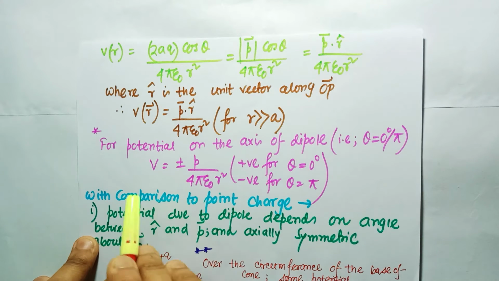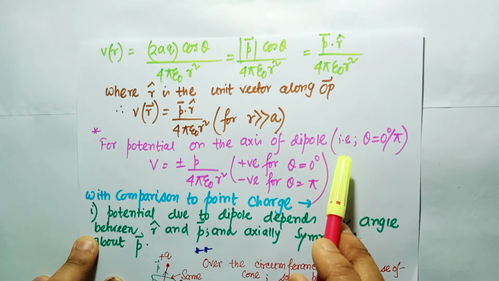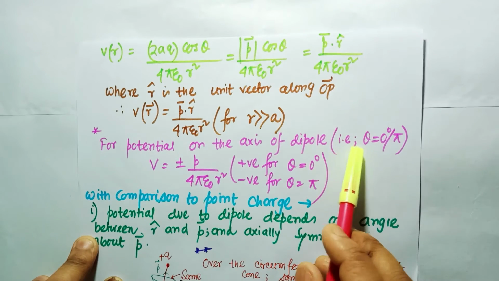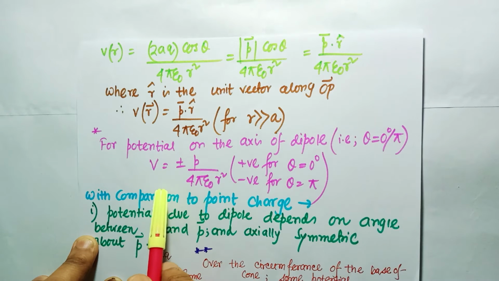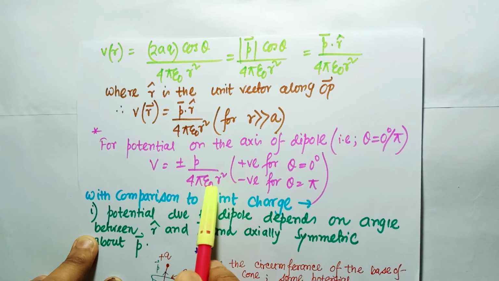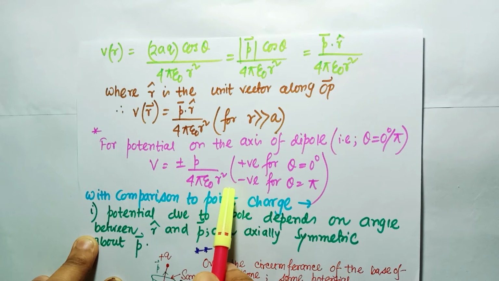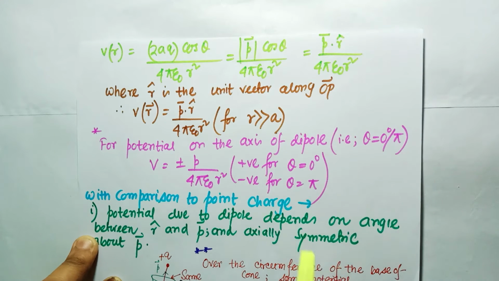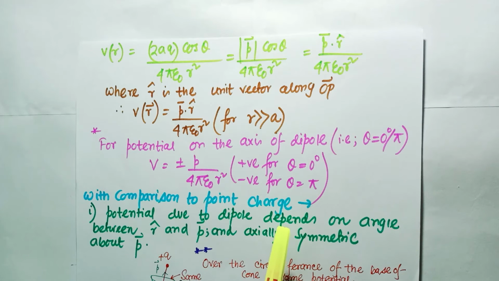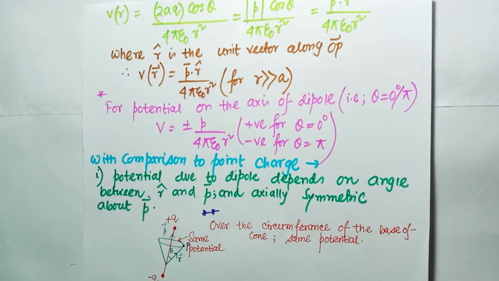So for the potential on the axis of the dipole, in that scenario theta will be either 0 degree or 180 degree, or pi. So V is equal to plus or minus p divided by 4 pi epsilon naught r square. The positive sign is for theta equal to 0 degree and the negative one is for theta equal to pi. So we can see the main difference in electric potential due to a dipole compared to the point charge. What is the main difference from the potential of the point charge?